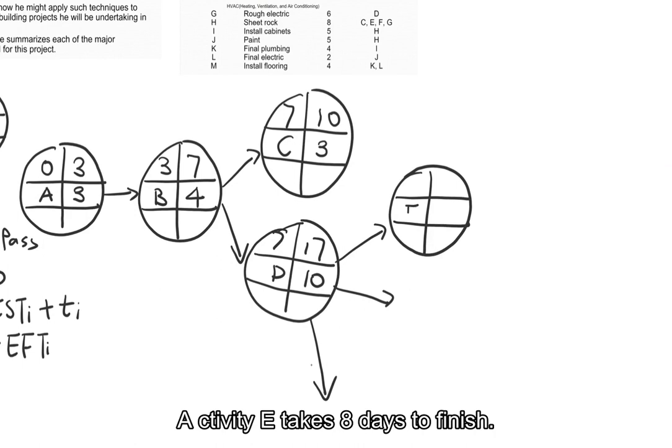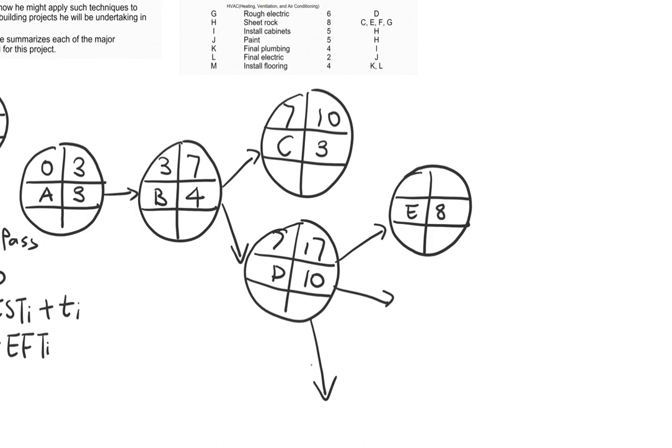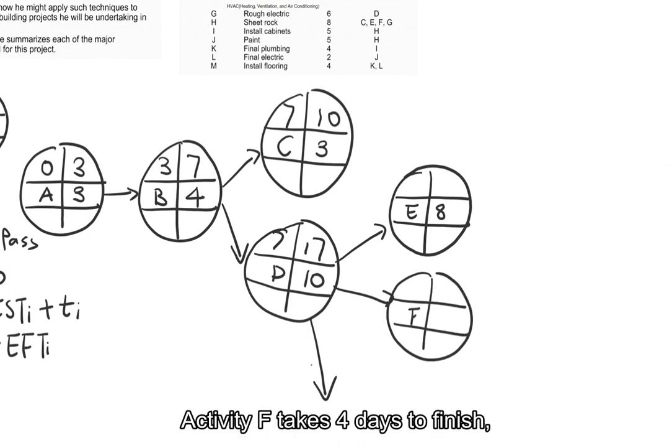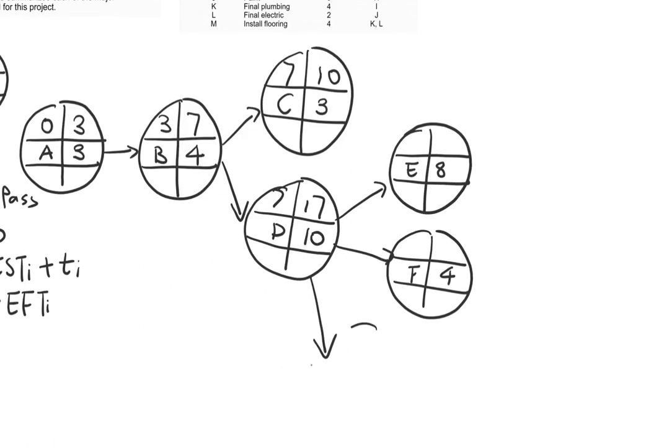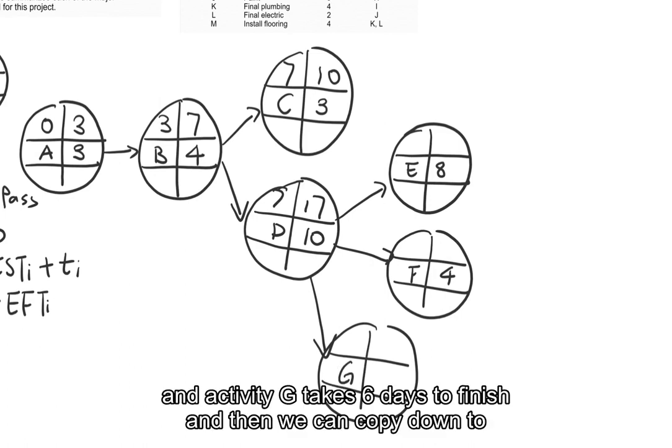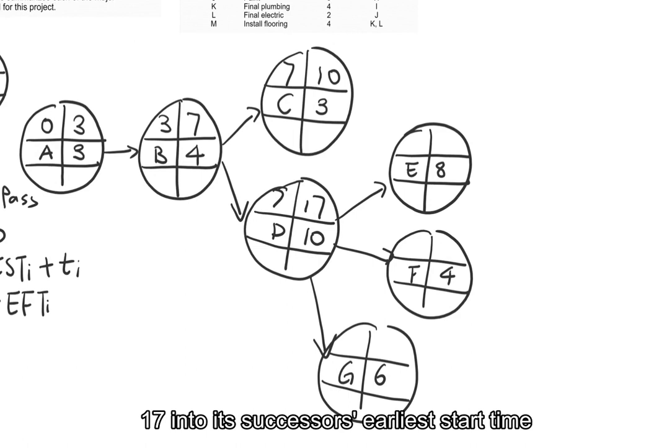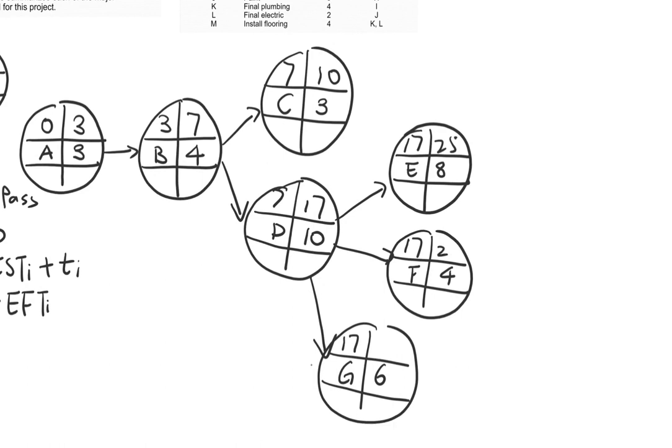Activity E takes 8 days to finish. Activity F takes 4 days to finish. And activity G takes 6 days to finish. And then we can copy down day 17 into its successor's earliest start time. And day 25, 21, 23.